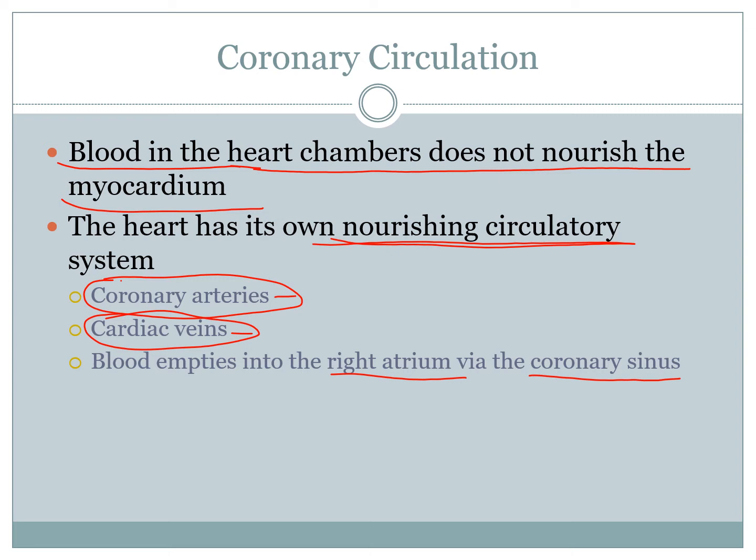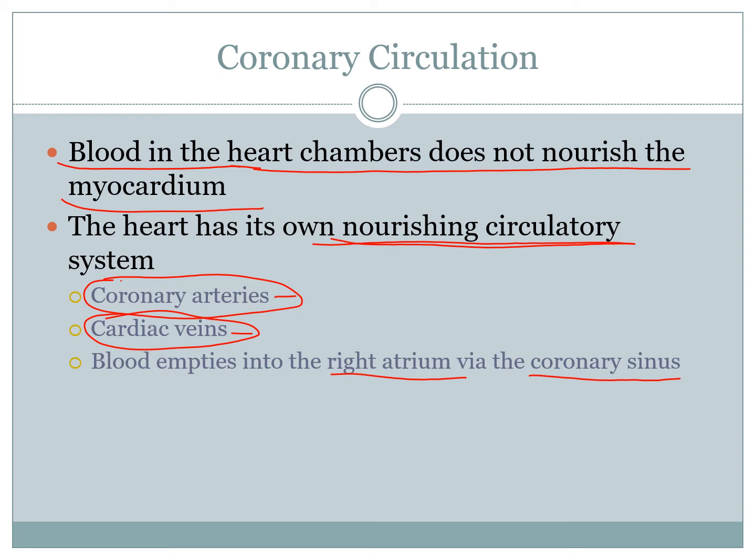When you think about it, the heart is a muscle and it is working harder than any other muscle in your body. So it needs a constant and more rapid supply of oxygen in order to feed itself, in order to generate the energy needed to contract. Okay, so that's why we have this special closed network of circulation around the heart.